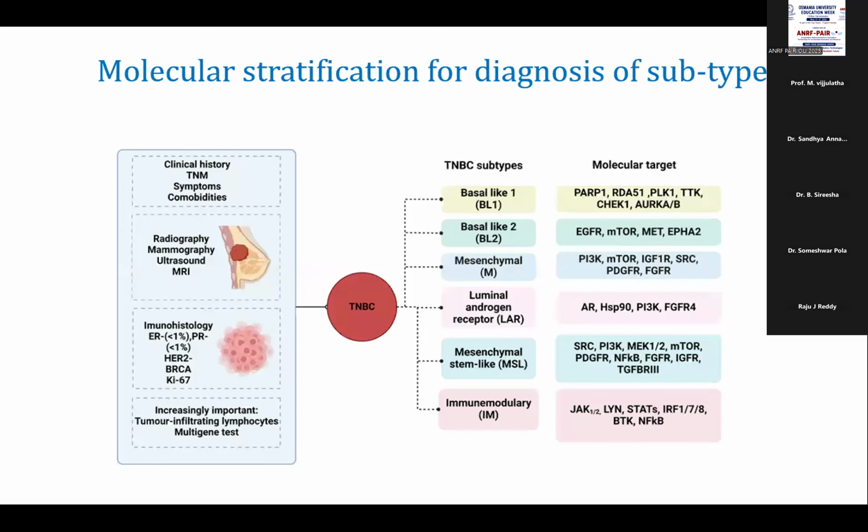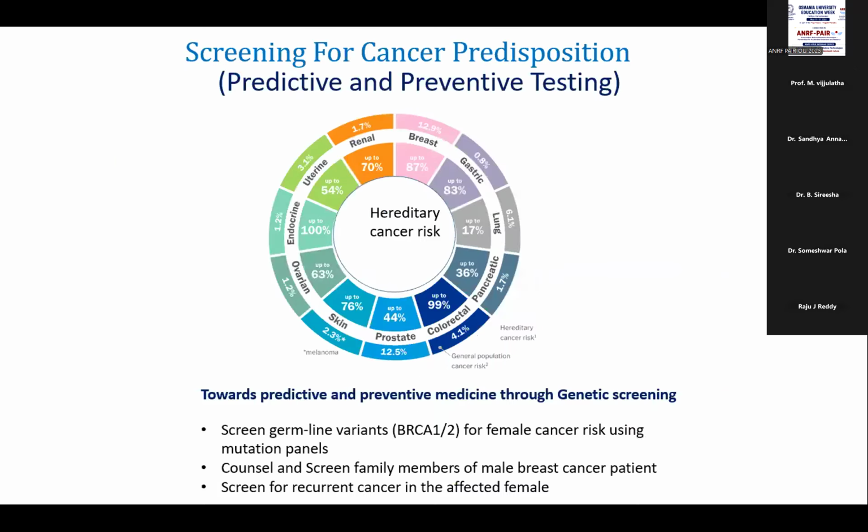Coming to the molecular subclassification of these tumors at diagnosis, as I told, mostly only clinically the patients are being stratified, but if we can stratify molecularly at diagnosis, it will be really very helpful from a clinical point of view, and the patient would benefit from the available therapies. So the third important thing is predictive and preventive testing.